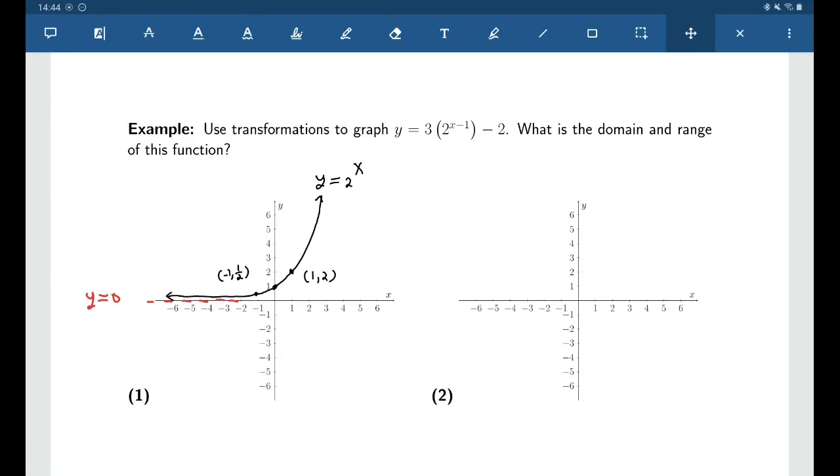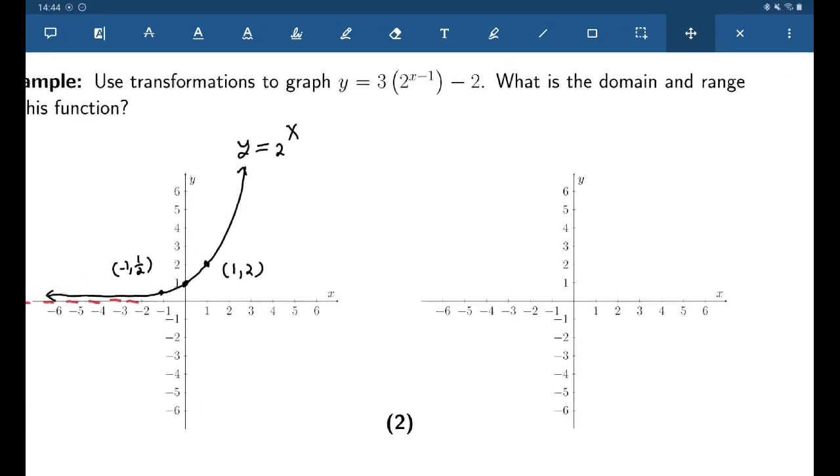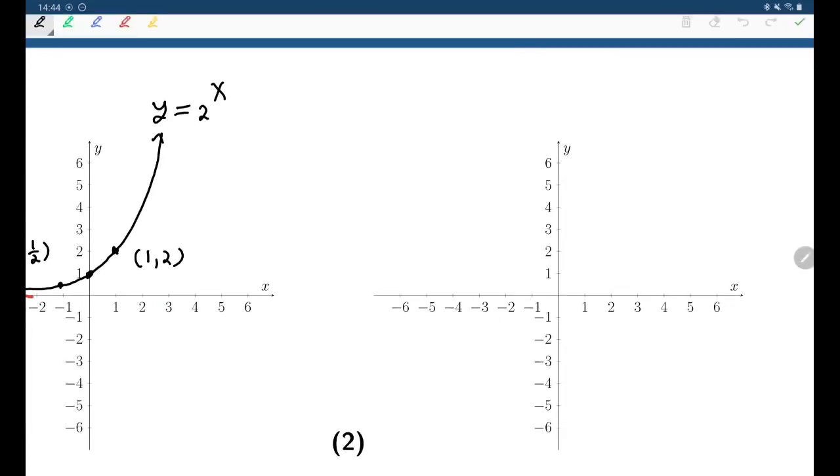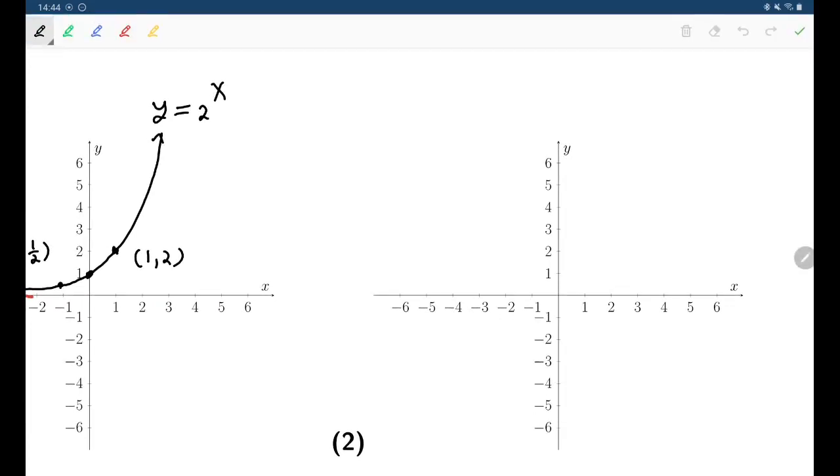Next graph, we're going to take this and shift everybody 1 to the right. So we're taking all of our 3 points that we had and moving them 1 to the right. So the point 1, 2 becomes the point 2, 2. The point 0, 1 becomes the point 1, 1. The point negative 1, comma, a half becomes the point 0, 1 half.